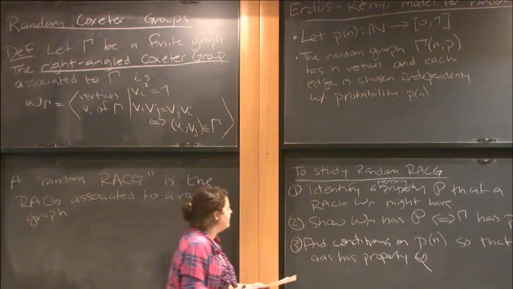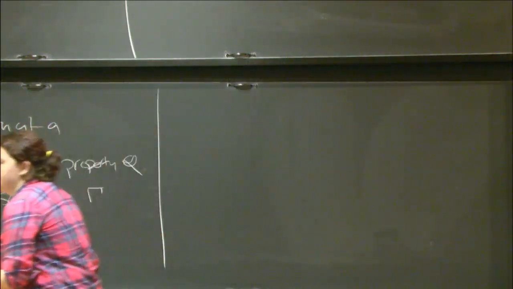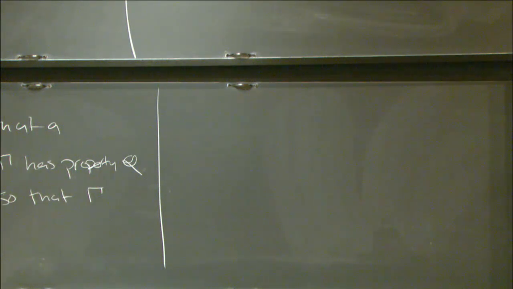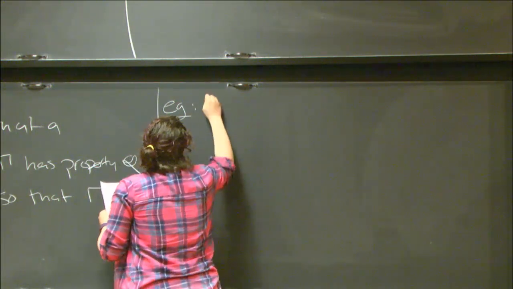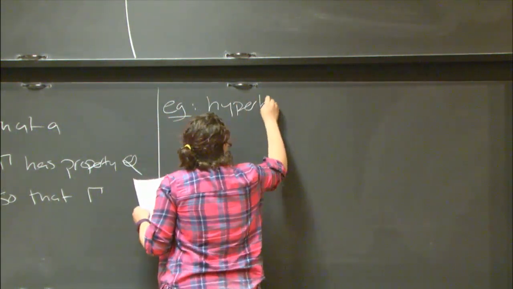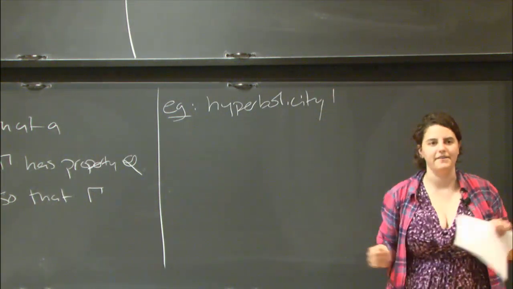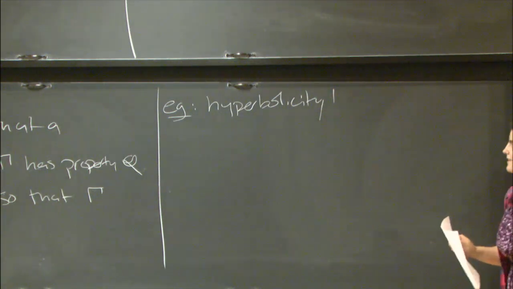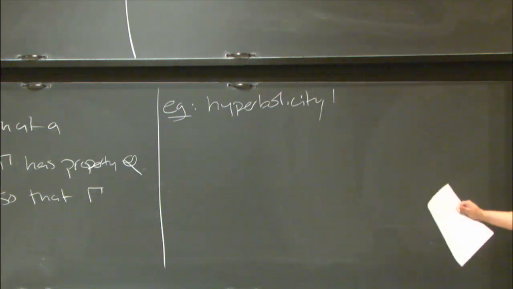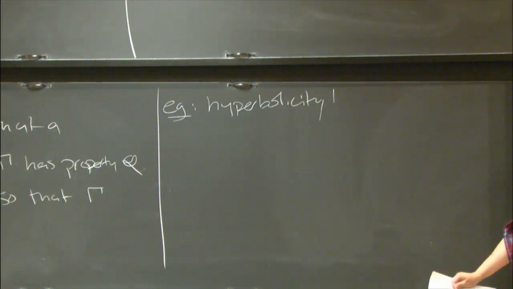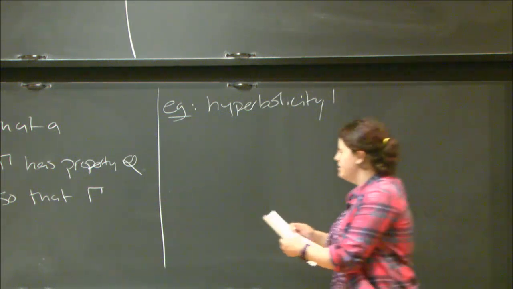Okay, so what are some cool properties that right-angled Coxeter groups might or might not have? Well, oops, I got a little bit ahead of myself and left my second page behind. So one example is hyperbolicity. This is the same delta-hyperbolic thing that people have been talking about all week, so I'm not going to define it again. But sometimes right-angled Coxeter groups are hyperbolic and sometimes they're not, and it'd be cool to know when a random one was or wasn't.